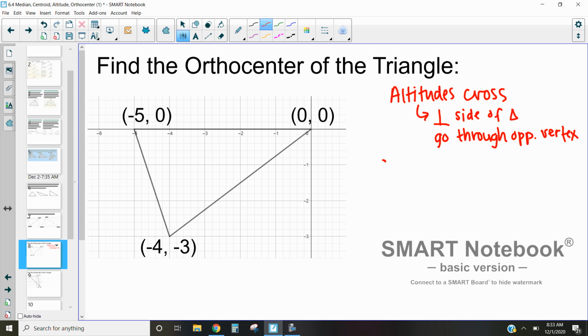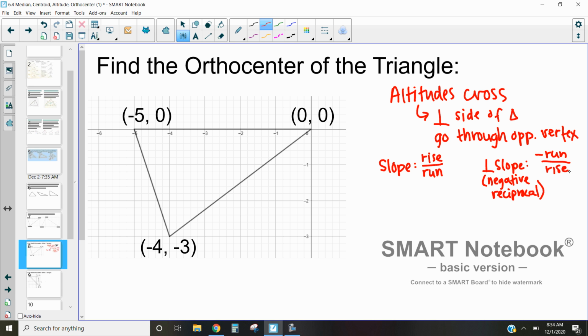So remember, when we are talking about slope, we usually do that rise over run. When we talk about our perpendicular slope, it's called the negative reciprocal of the original slope. So what that means is we're going to do the negative run over rise of whatever that line was. Okay, so it's going to be the opposite.